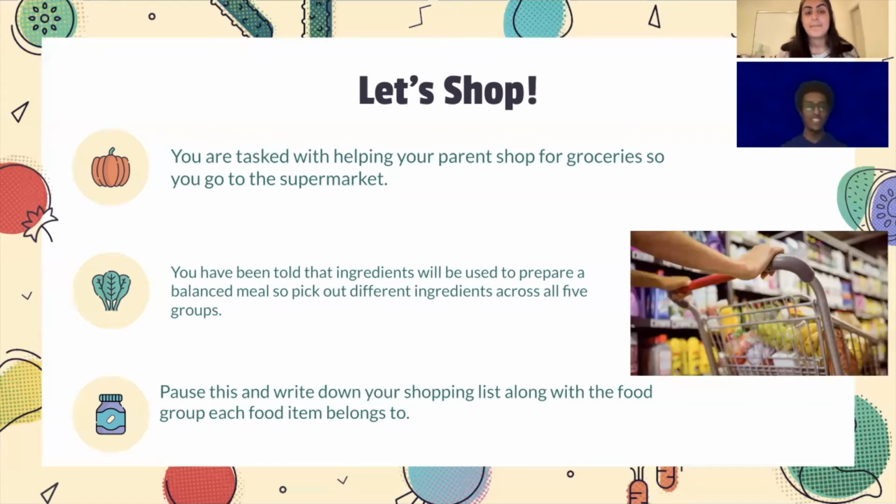So take this time to pause this video and write down your shopping list along with the food groups for each food item. You can try to draw inspiration from the link that will be on this slide. The link has some recipes that you can refer to, but you don't have to if you already have one in mind. So just come up with that shopping list, and also the food group that each item would belong to. Pause this video and we'll reconvene.